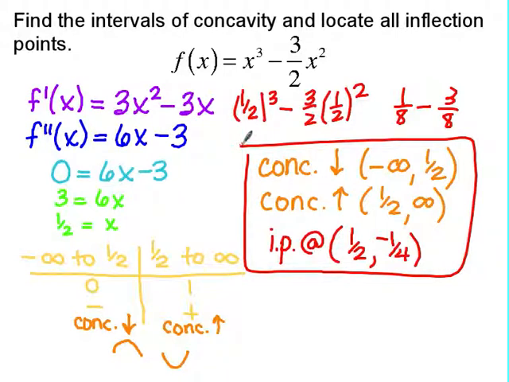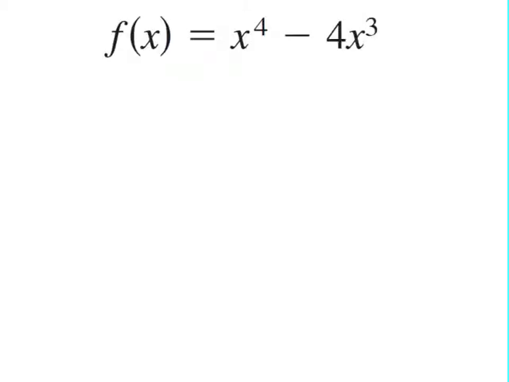We're going to look at one more, and then that will be all we'll cover today. And then tomorrow, Monday, we'll talk about the second derivative test. We'll continue with this section. All right, so let's go ahead and look at this one. F of x equals x to the 4th minus 4x cubed. What do you do first? Yep. So what's the first derivative?